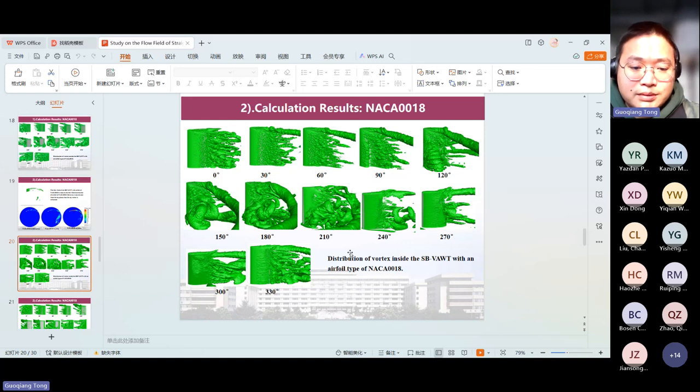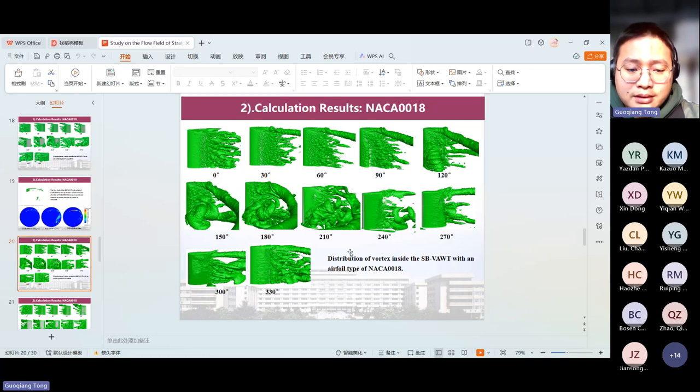As the angle increases to 90, the leading edge of the blade also shows a distinct vortex. However, it is noteworthy that the vortex at this point is significantly weaker than that of NSA-0010. Vortex on the surface of the blade does not differ much from NSA-0010 at angles of 120 and 150.